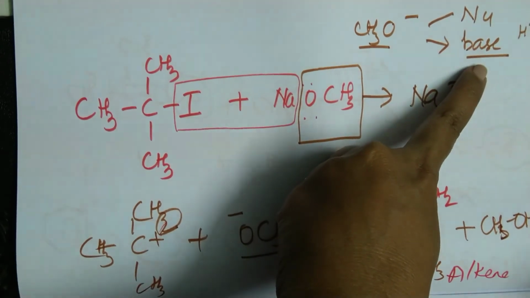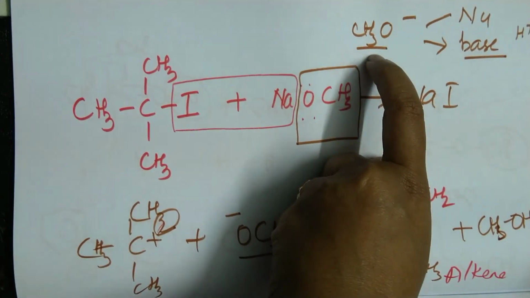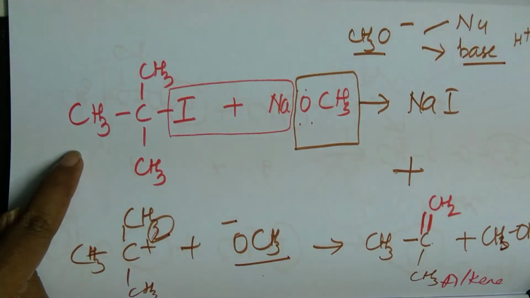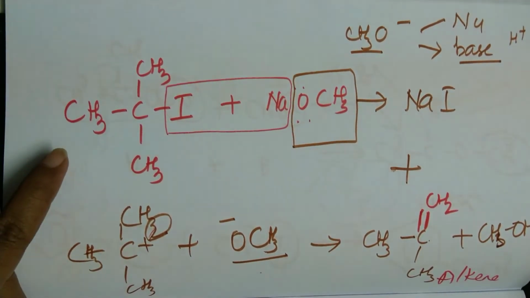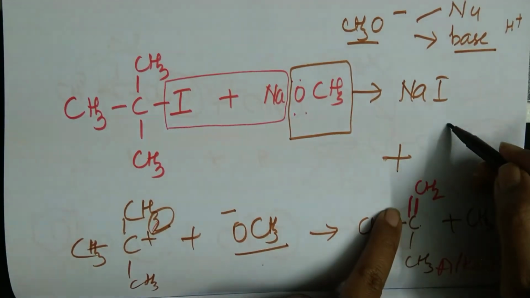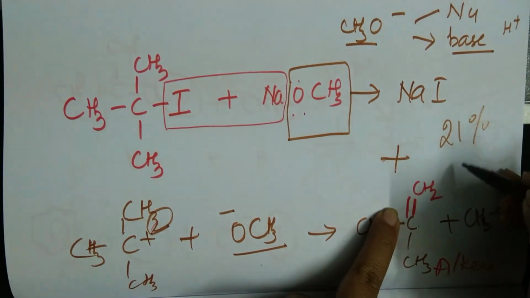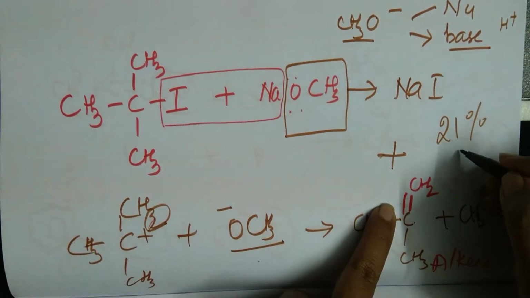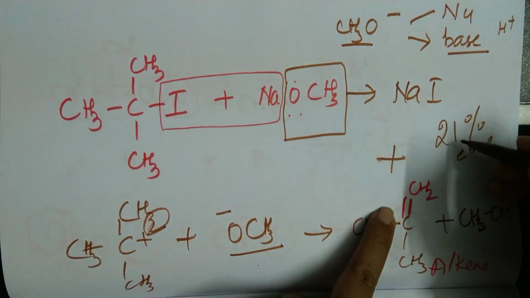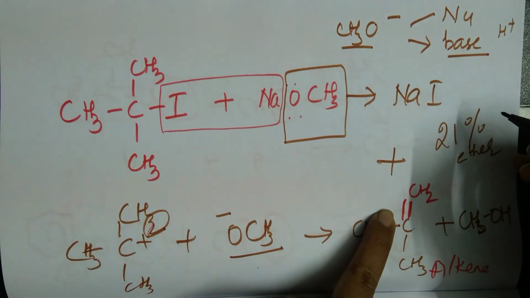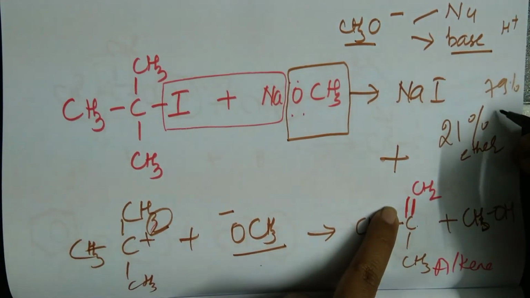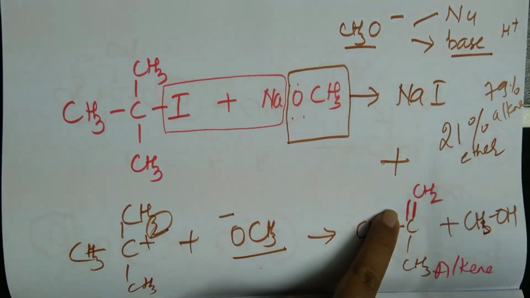Whichever is easy, you follow the same method. So it is easier for your alkoxide ion to behave as a base when you use a tertiary alkyl halide. Suppose you use a secondary alkyl halide, what will happen? You end up with 21% of your ether, and the rest, 100 minus 21, is how much? 79. So 79% will be alkene only.